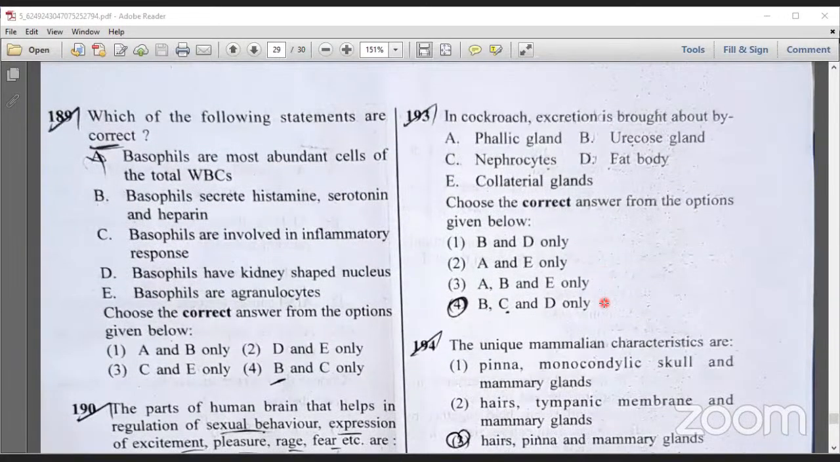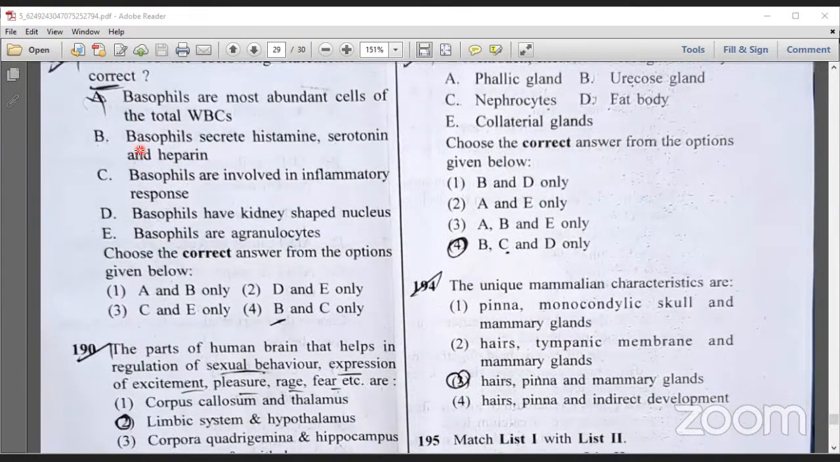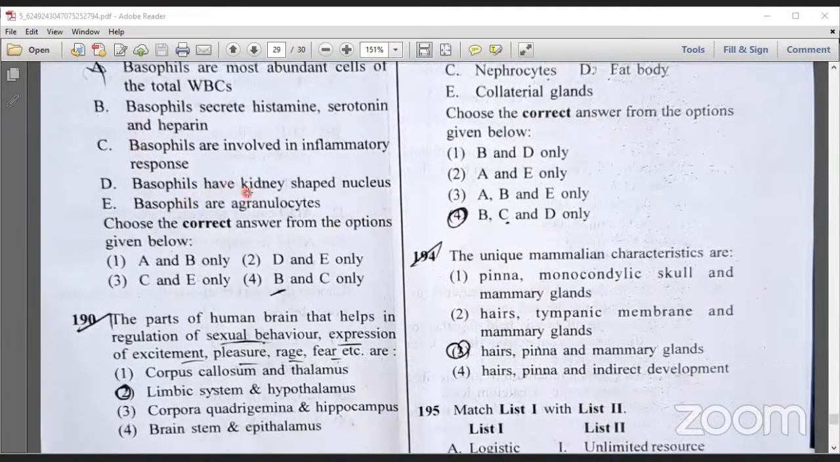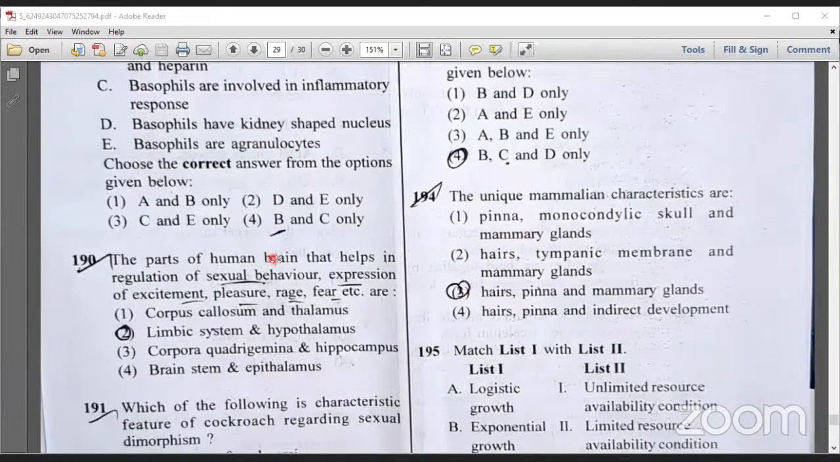189, which of the following statements are correct? Basophils are the most abundant cells of total WBC. No, it is neutrophil. Basophils secrete histamine, serotonin, and heparin. Yes, they are involved in inflammatory response. Yes, and they have a kidney shaped nucleus. And they are agranulocytes? No, they are granulocytes. So two statements, B and C, are right.